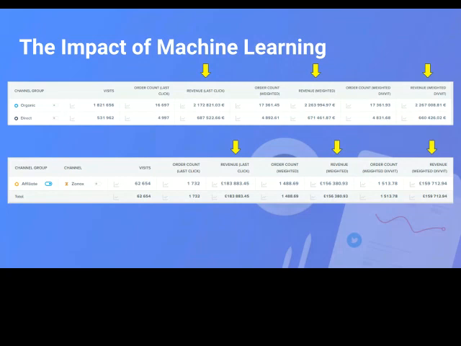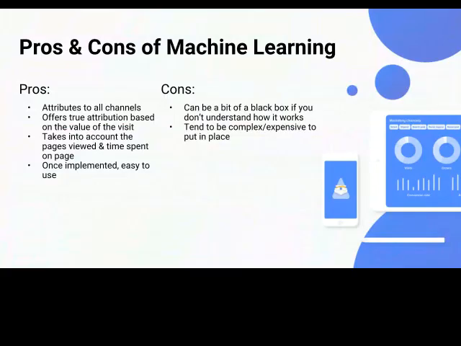So the thing here, and actually something if we look at the pros and cons, is that we will get a unique value for each channel and for each order. And the pros of that are, of course, that we attribute to all channels. We show the true attribution, or the true value, based on the actual value of that visit. It takes into account more parameters than just where this visit happened, so pages viewed and time spent on site and so on. And it actually gives you a very easy number to use in the end. So it will show you how many orders this channel contributed and how much of the revenue.